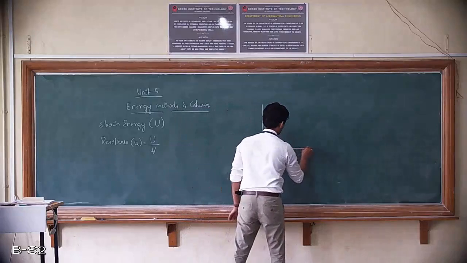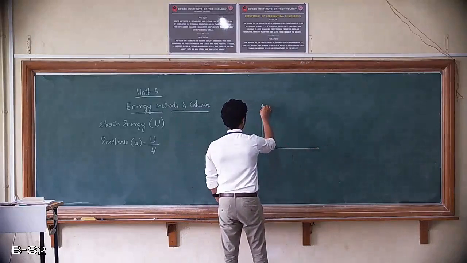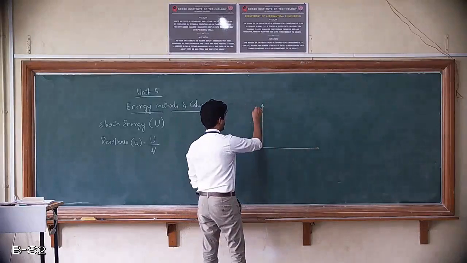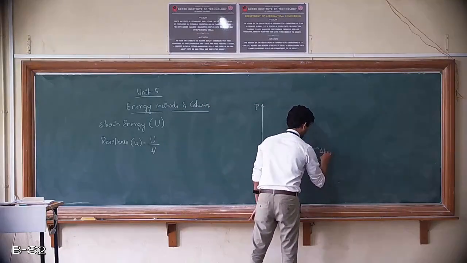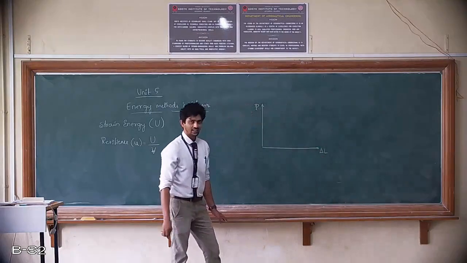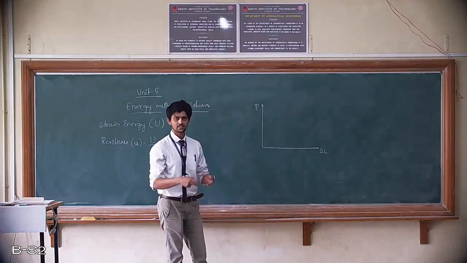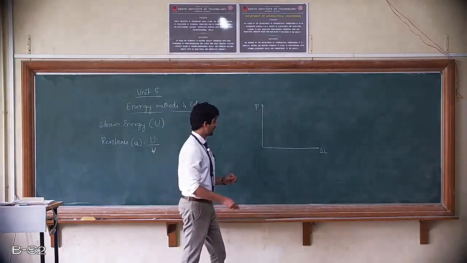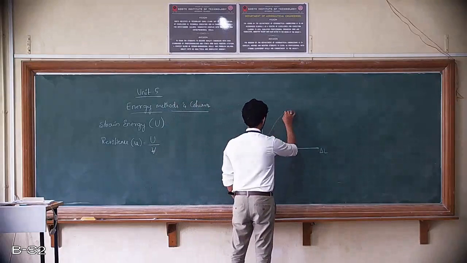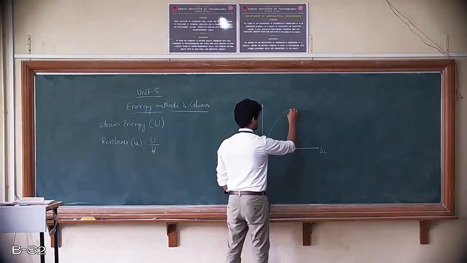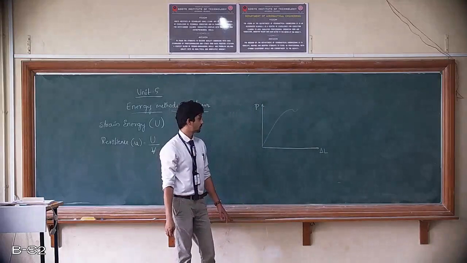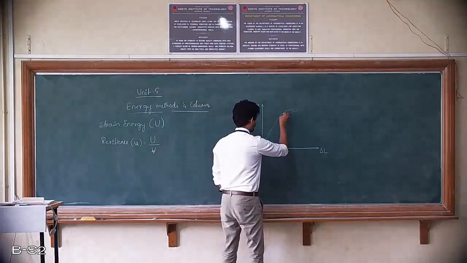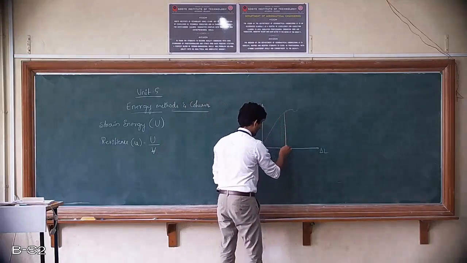We consider a plot between load and deformation. Let us denote it to be delta L, that is deformation is going to take place along its length. Now in that case, there is going to be some behavior in the material when we apply a load and look for the deformation, and our focus is within its elastic limit.